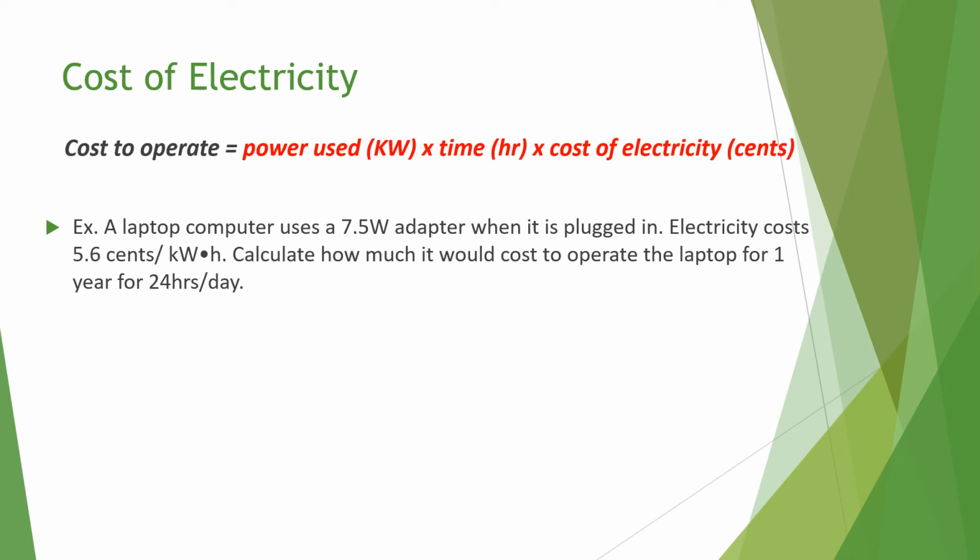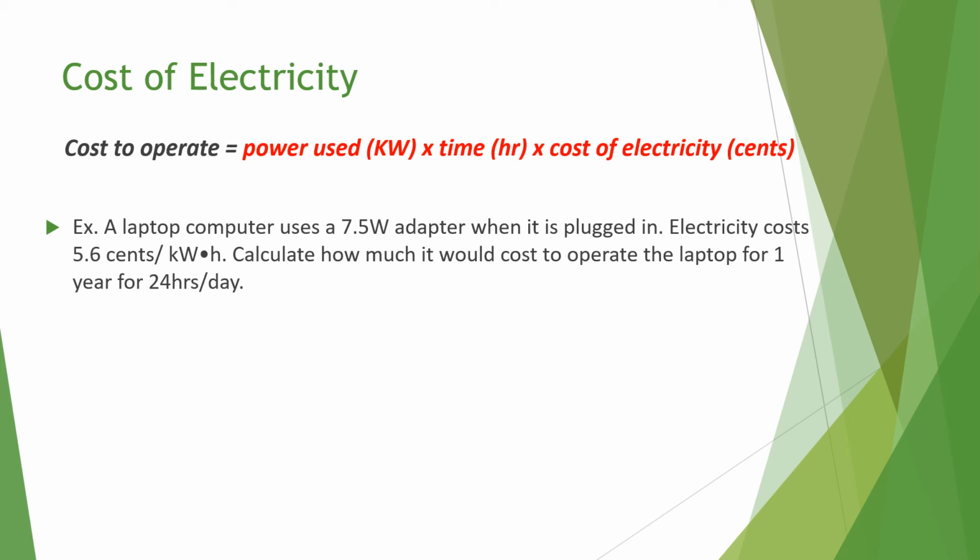Okay, so we're going to learn a second equation here, and it's to calculate the cost of electricity. So the equation here is cost to operate, and this involves the power used. Always, the units when using this formula for power need to be in kilowatts, times time in hours, times cost of electricity in cents. Okay, so this is the equation. Those are our units: kilowatts, hours, and cents.